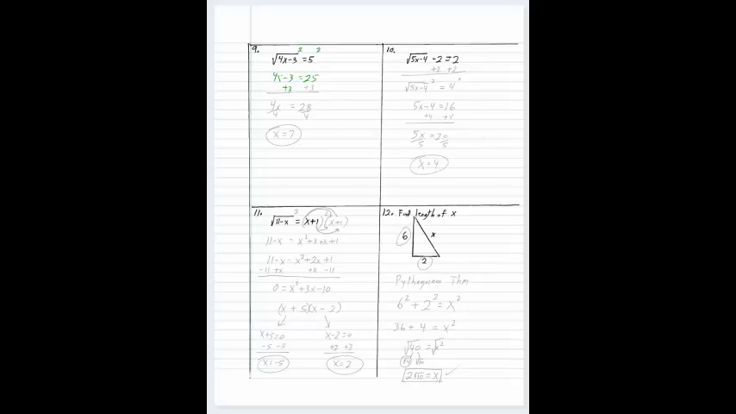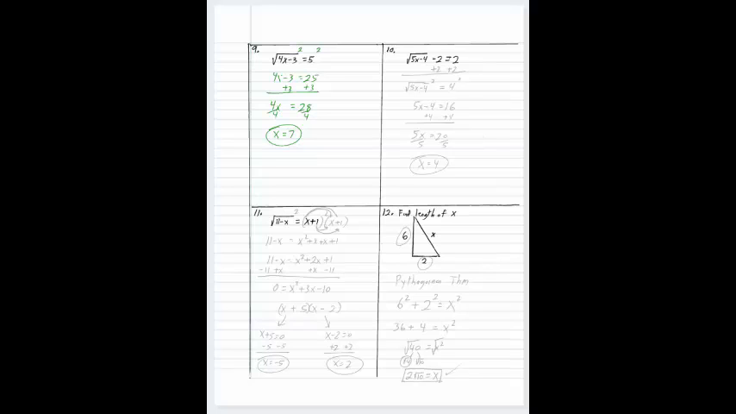So I will add 3. So 4x equals 28. And then divide by 4. We get x equals 7. And that's our answer.